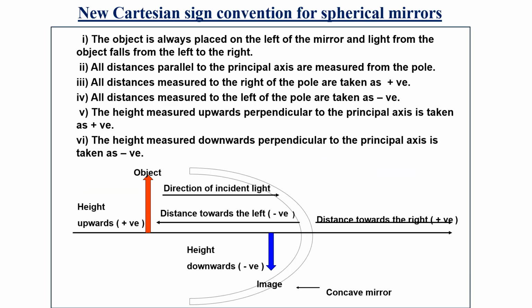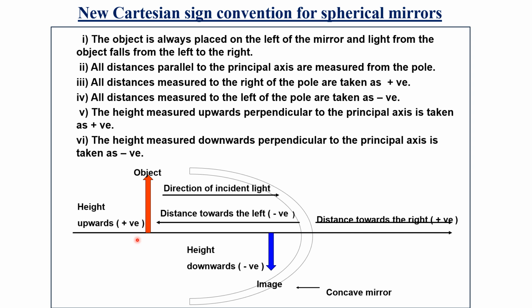So when we are dealing with the reflection of light by spherical mirrors, we have to follow a set of sign conventions called the New Cartesian sign convention for spherical mirrors. These are based on Cartesian coordinates. So we are going to see what the conventions are. They are as follows.